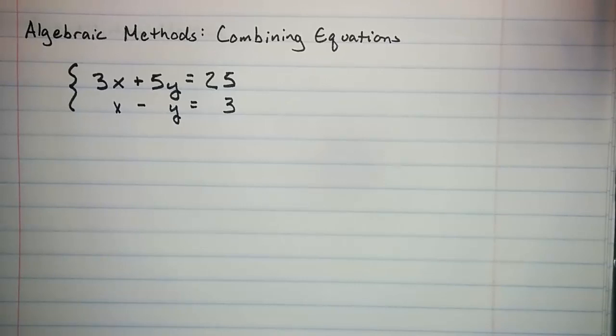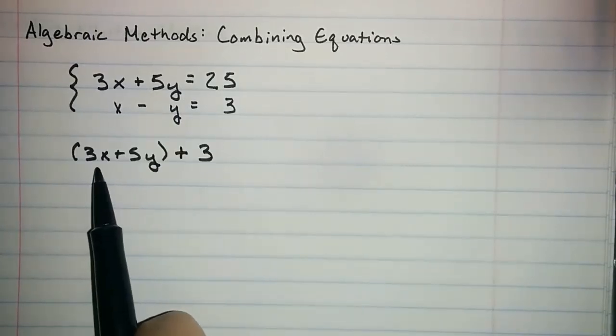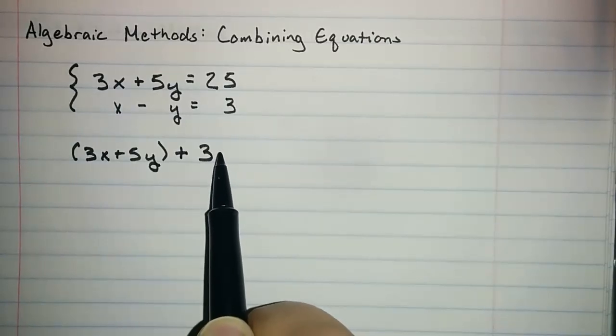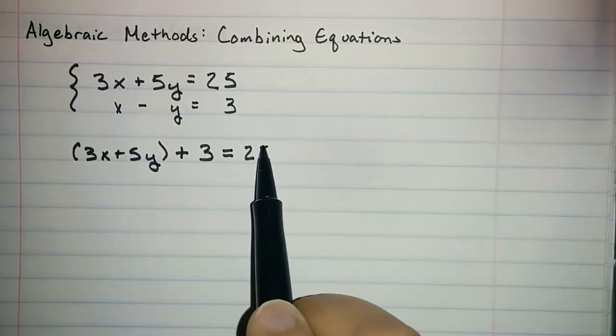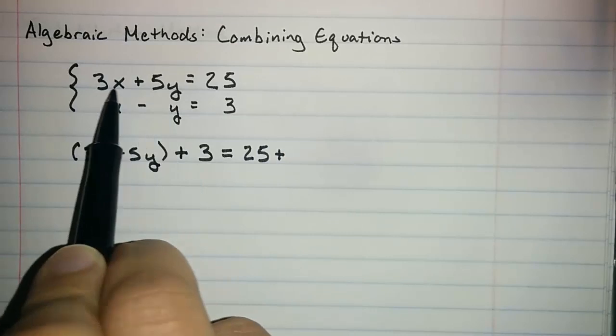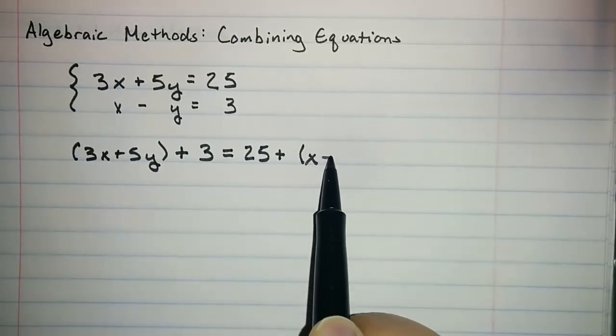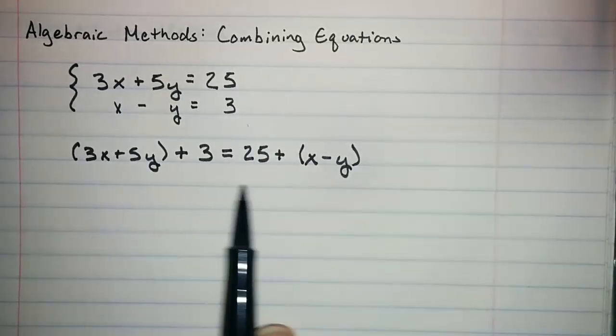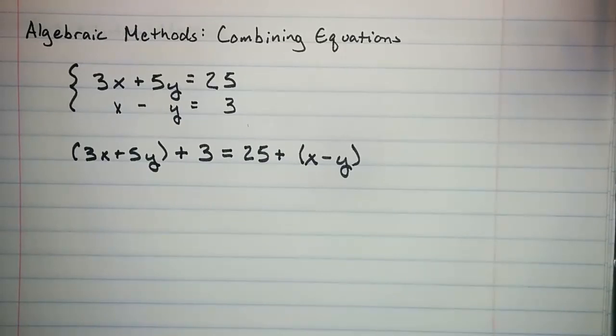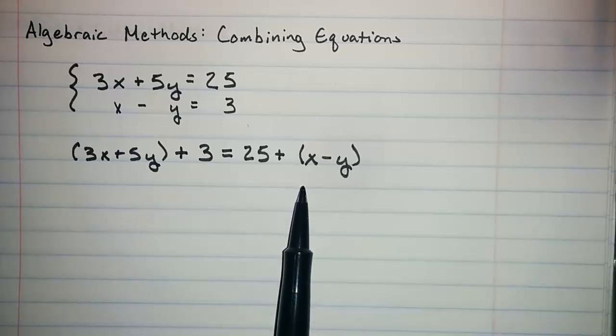Right now, there are a lot of things that we could do. These have to be true at the same time. So we could, for example, say, well, what's 3x plus 5y plus 3? Well, 3x plus 5y is the same as 25. 3 is the same as x minus y. If these two equations are true, this one must also be true. Right? We know that. I don't think that helps us much, though. In fact, this equation kind of looks worse than either one of these two.